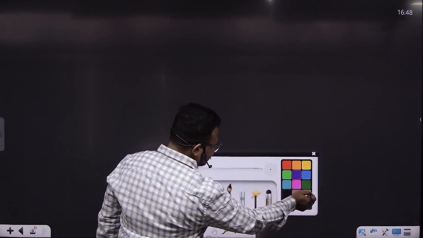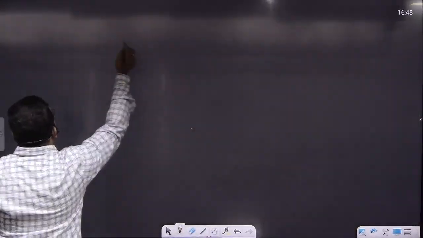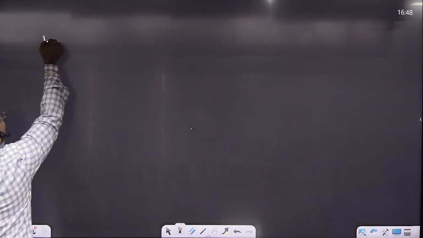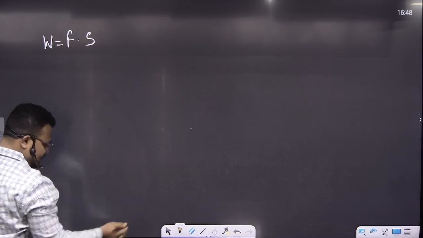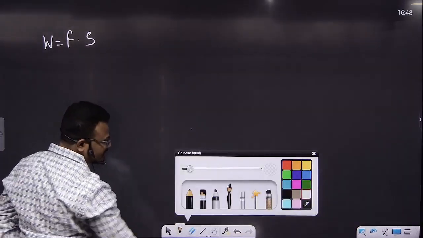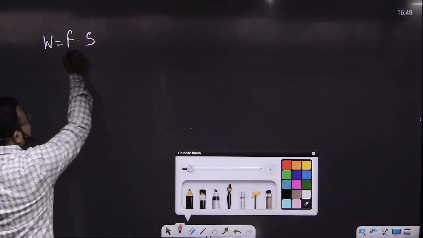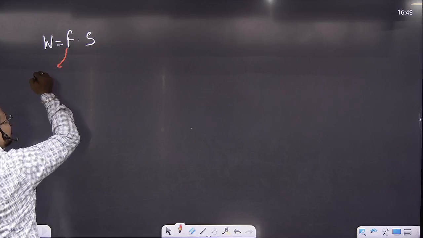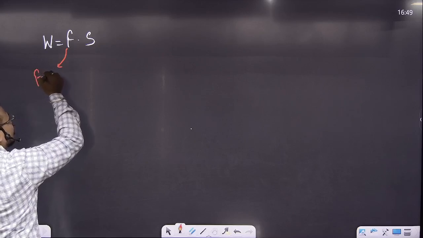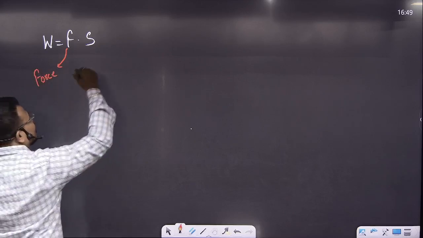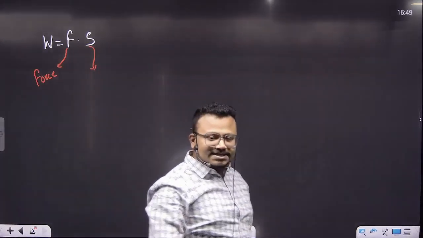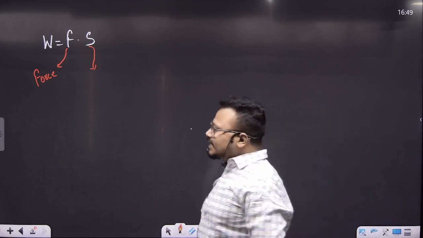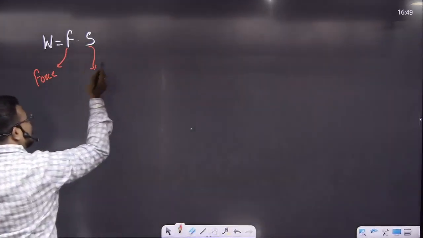What did we study now? We studied that work done is equal to F dot S. What is this F here? F is the force, the constant force applied. And S is what? S is the displacement of the point of application of the force.